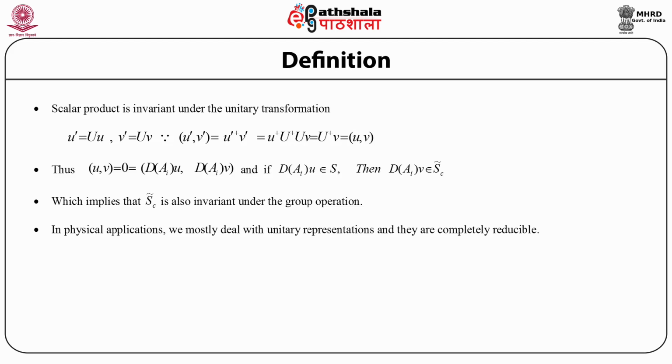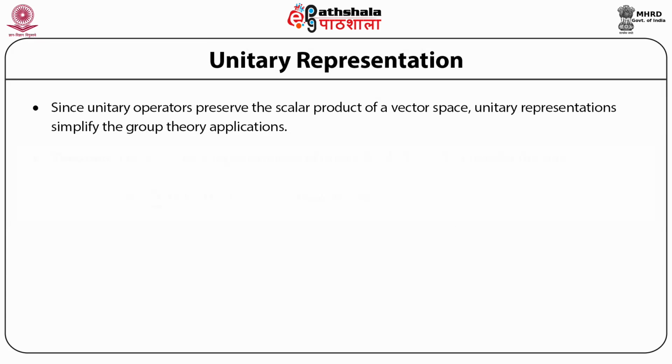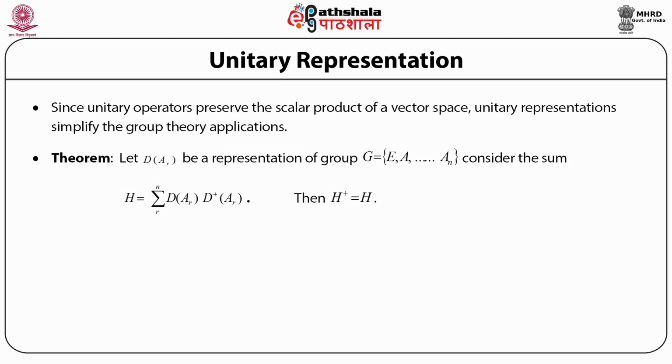In physical application, we mostly deal with unitary representations and they are completely reducible. Since unitary operators preserve the scalar product of a vector space, unitary representations simplify the group theory applications. An important theorem is that every representation can be made unitary by a suitable similarity transformation. The proof is straightforward. Let D(AR) be a representation, that is, a matrix representation of the group G whose elements are E, A1, A2, AN, etc.